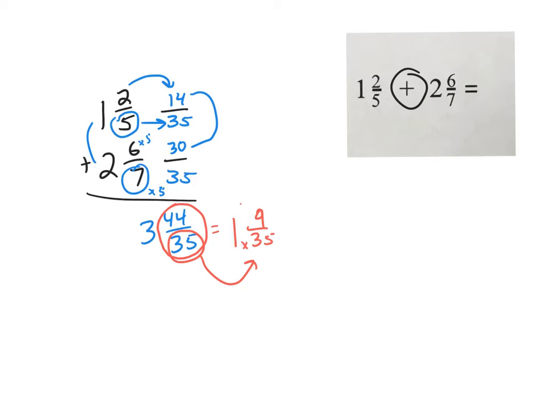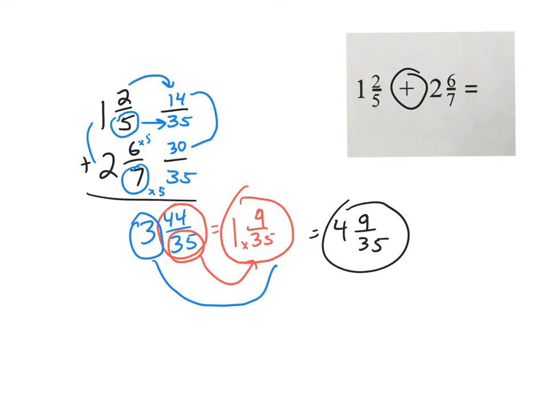So what do we have here? Now we have a mixed number, and we still have our lonely 3 over here. We need to add these together. So 3 plus 1 is 4, and 9 35ths.